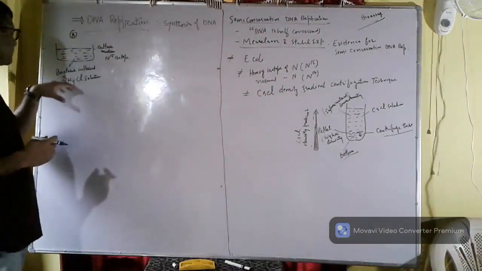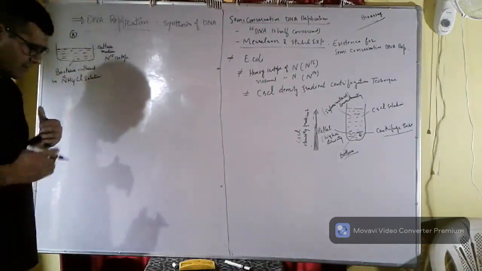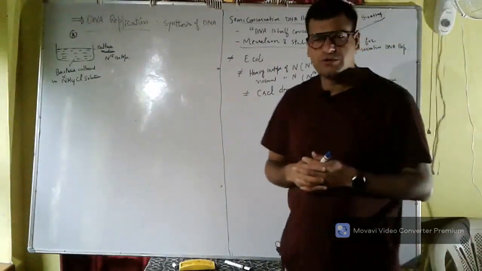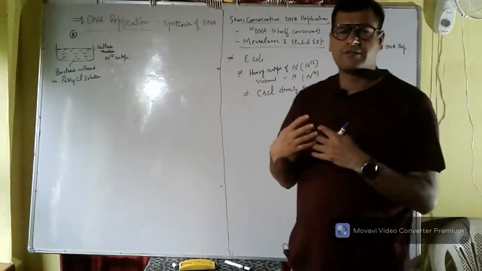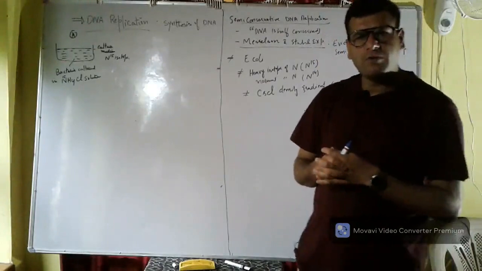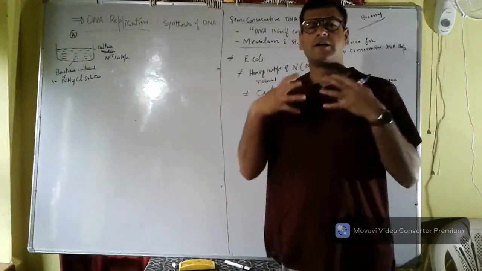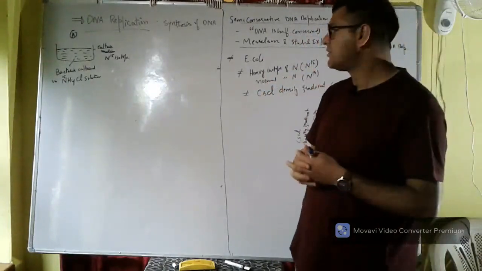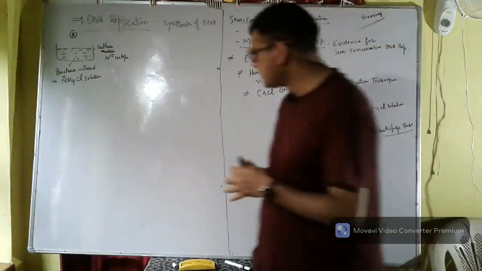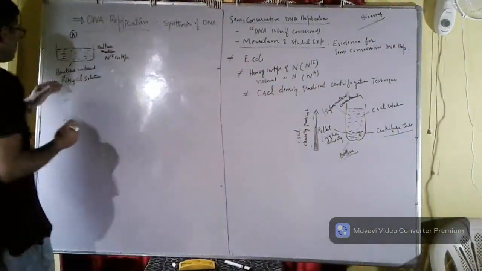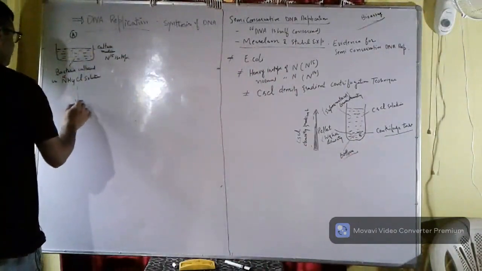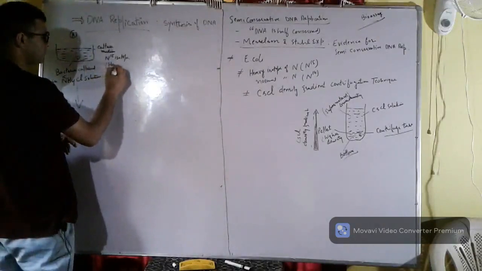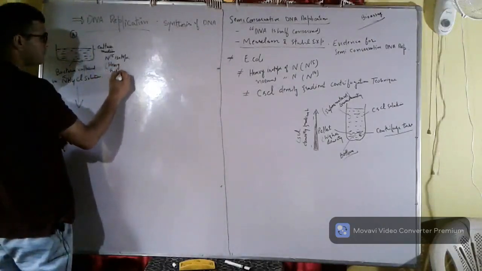Actually, this culture medium contained ammonium chloride, and this ammonium chloride had the heavy isotope of nitrogen in it. So the bacterial cells became heavy. How did they become heavy? They incorporated the heavy isotope of nitrogen in their nitrogenous bases in their DNA, and we say that their DNA became heavy. So it would be like this. These were the bacteria having the heavy isotope of nitrogen. This is the heavy isotope of nitrogen.